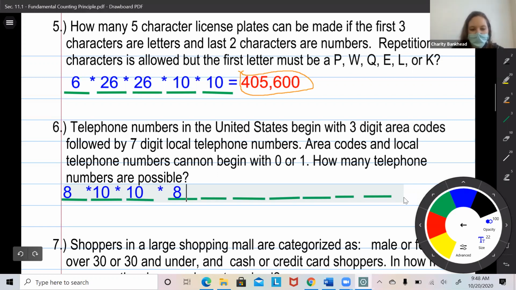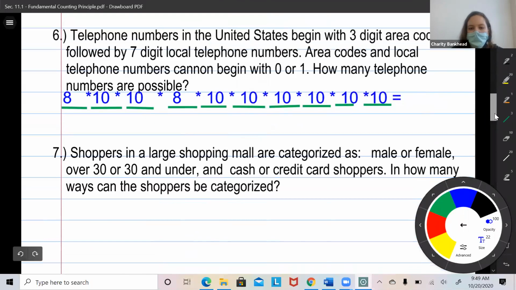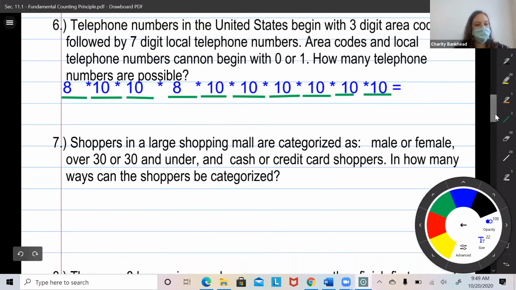So right here you have 8, 10, 10, 10, 10, 10, 10. Multiply all those together. So it should be like 64 and then 8 zeros, I think, basically, right?